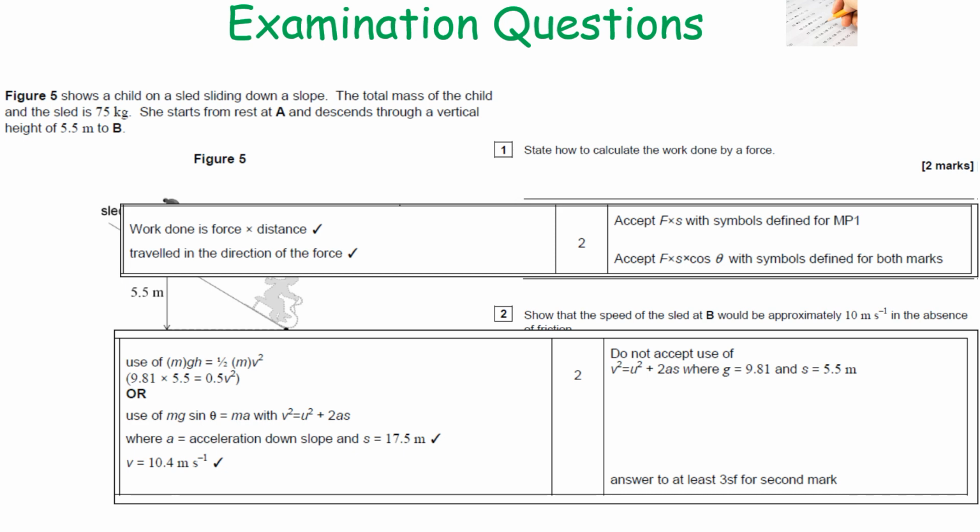We can then cancel out our values of m on each side and say gh is equal to a half v squared. We have g, 9.81. We have h from the question, 5.5, and therefore we can work out what our value of v is going to be. So that answer is 10.4 meters per second.